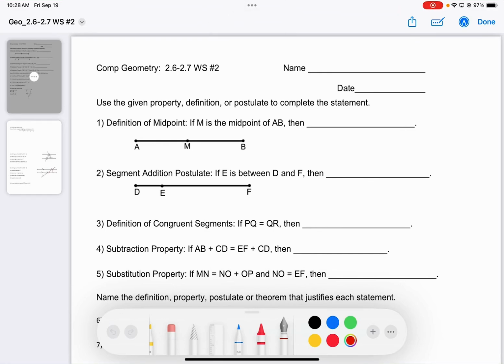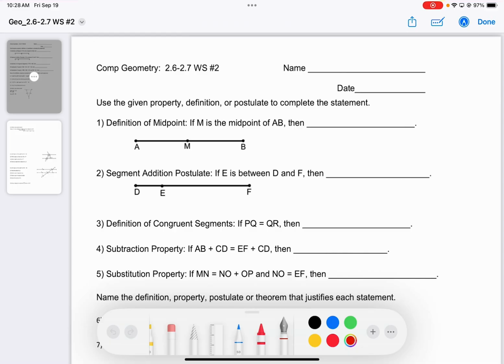You'll see that I probably won't write a ton on here because most of what you have is on the board itself. All right, so look at number 1. Liam did number 1 for us. It has you fill in the blank with the definition of midpoint. It's a good definition for you to know, okay?